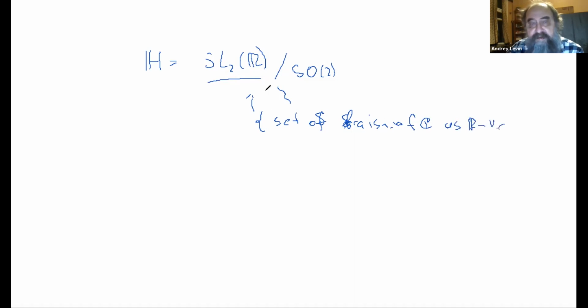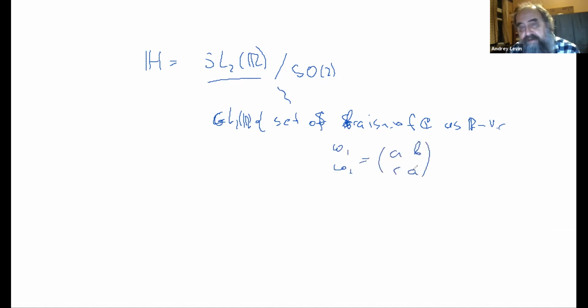Sorry, this is wrong. This is wrong. It's GL2R. Do you agree? Any basis omega 1, omega 2 can be constructed as A, B, C, D of the basis 1, i. Okay.